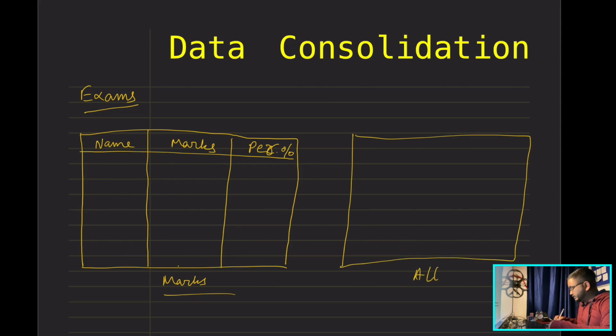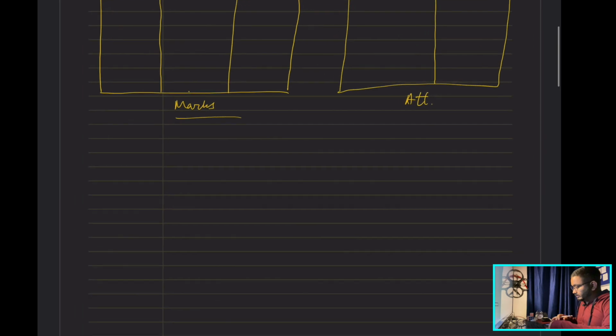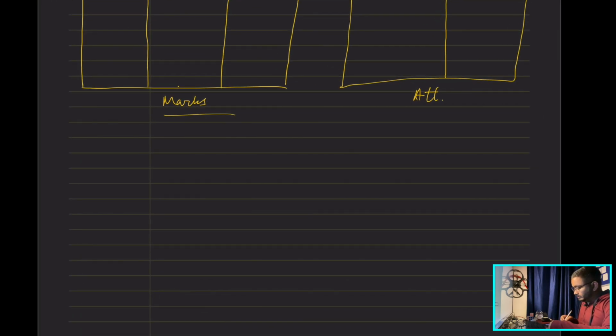Let's name this sheet as attendance, and let's write the labels. First there will be names and then the actual attendance of the respective students. So as you can see in both the sheets, they are both sharing one common label, that is the name of the students. Now what if the teacher has to create another sheet to store the final result? So how the teacher will create that sheet?